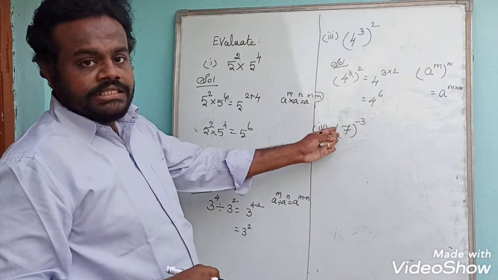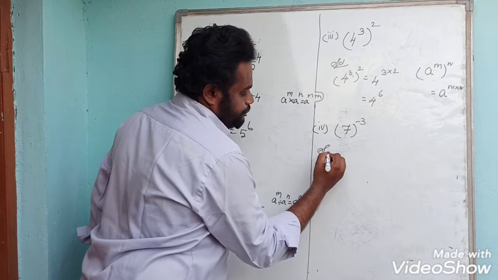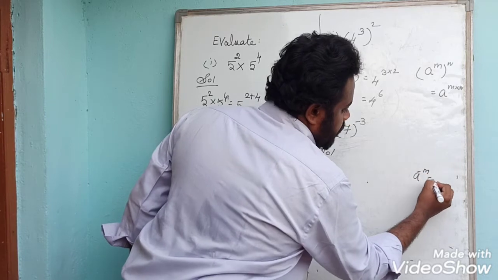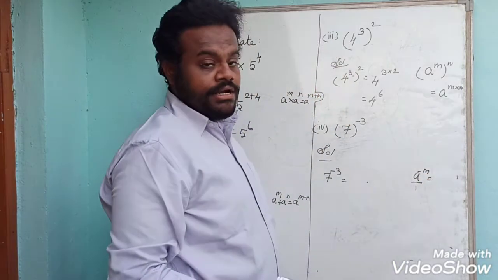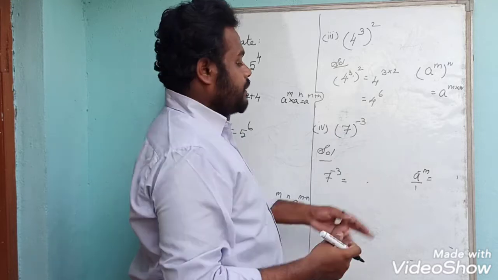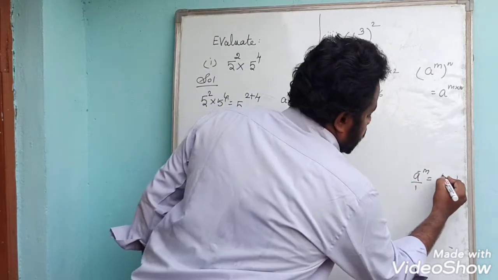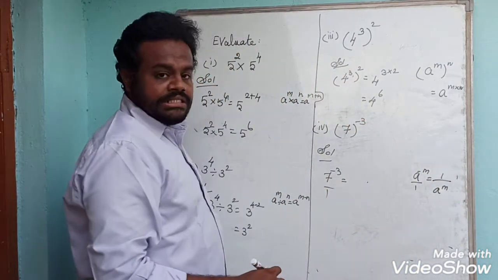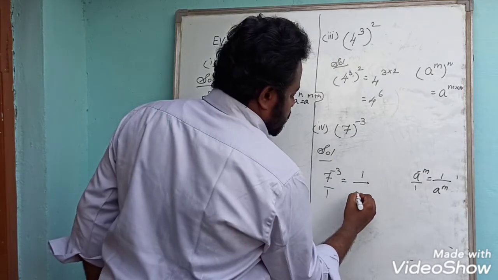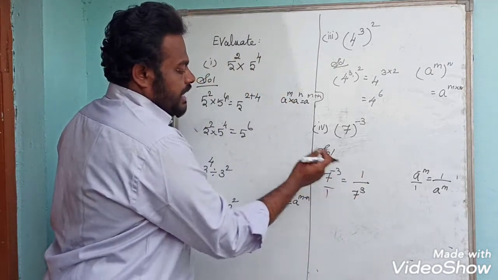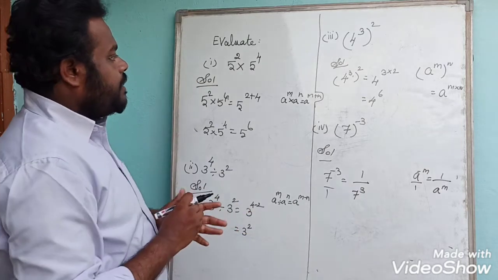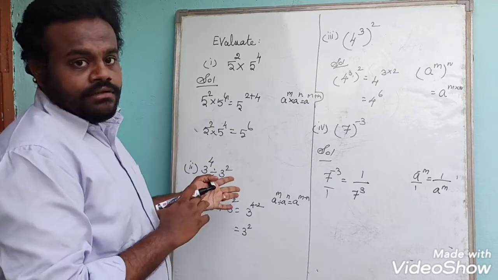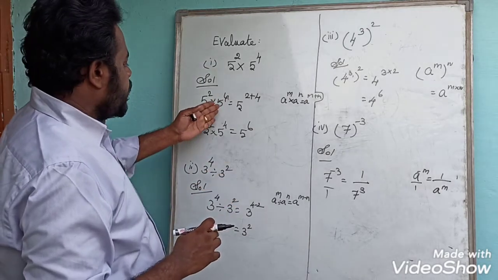Now this is negative exponents: 7 power minus 3. This indicates a to the power minus m. I already told you there is no denominator here, so 1 is the denominator. We have to take the reciprocal for this. The negative exponent becomes a positive exponent. That means 1 divided by a power m. In the same way, 7 power minus 3 divided by 1, we write like this. So now the negative exponent becomes a positive exponent. By using these types of laws of exponents, we can calculate many problems. Here we are using only the exponents.